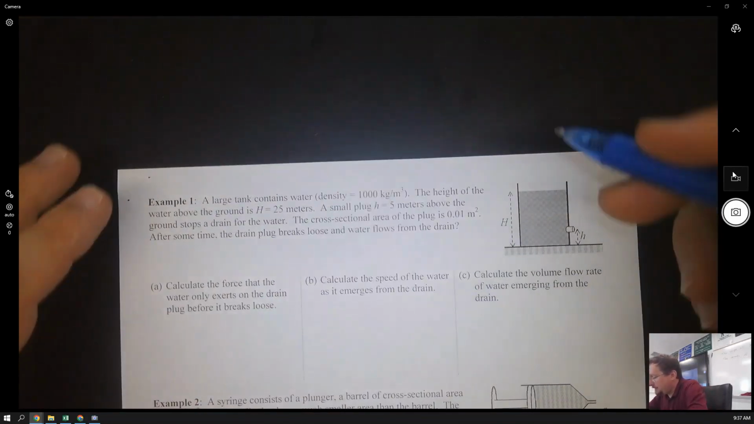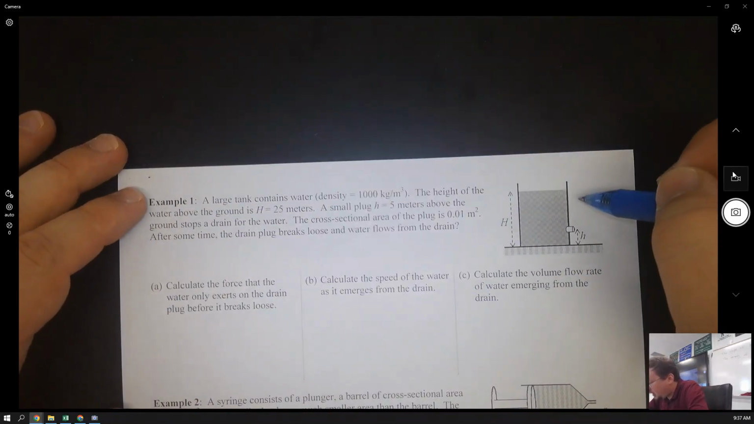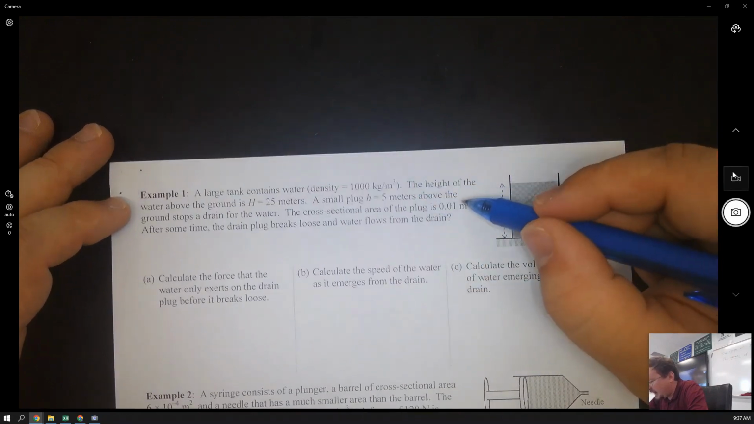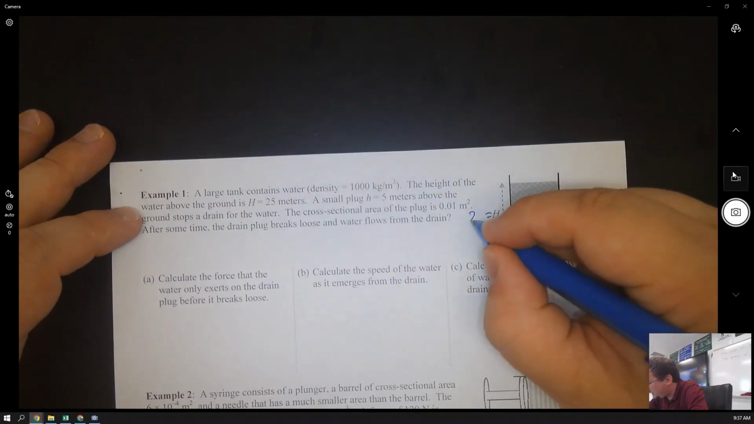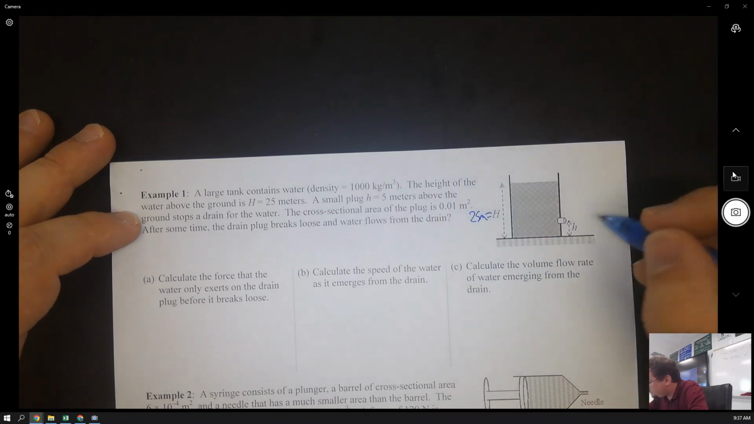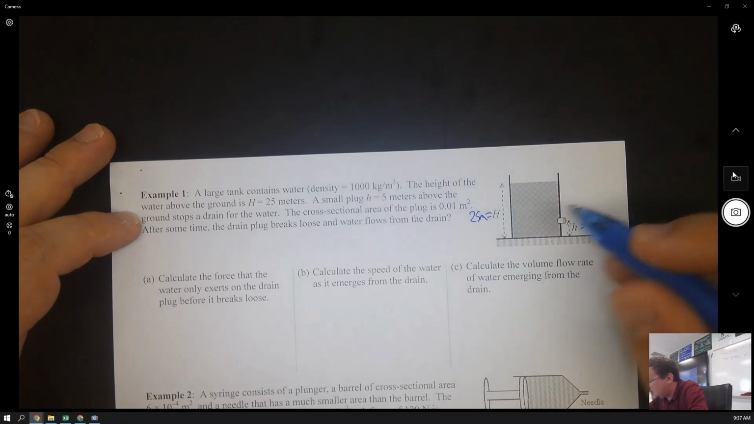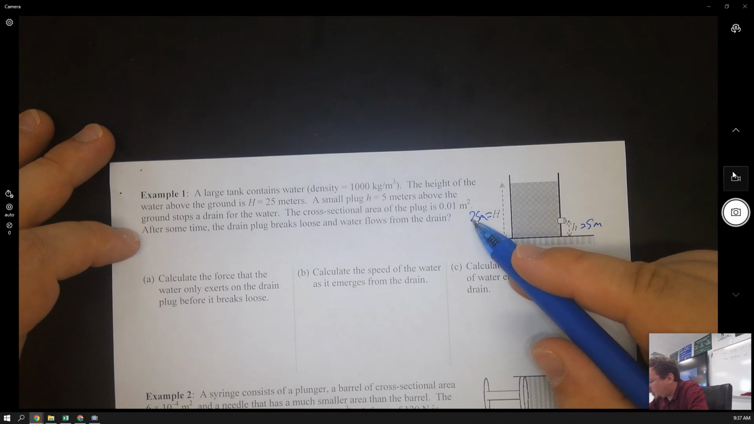Okay, so 3 examples here. A large tank contains water with a density. The height of the water is 25, so I'm going to mark that right here, 25 meters. The small plug, height equals 5 meters above the ground, stops the drain for the water.